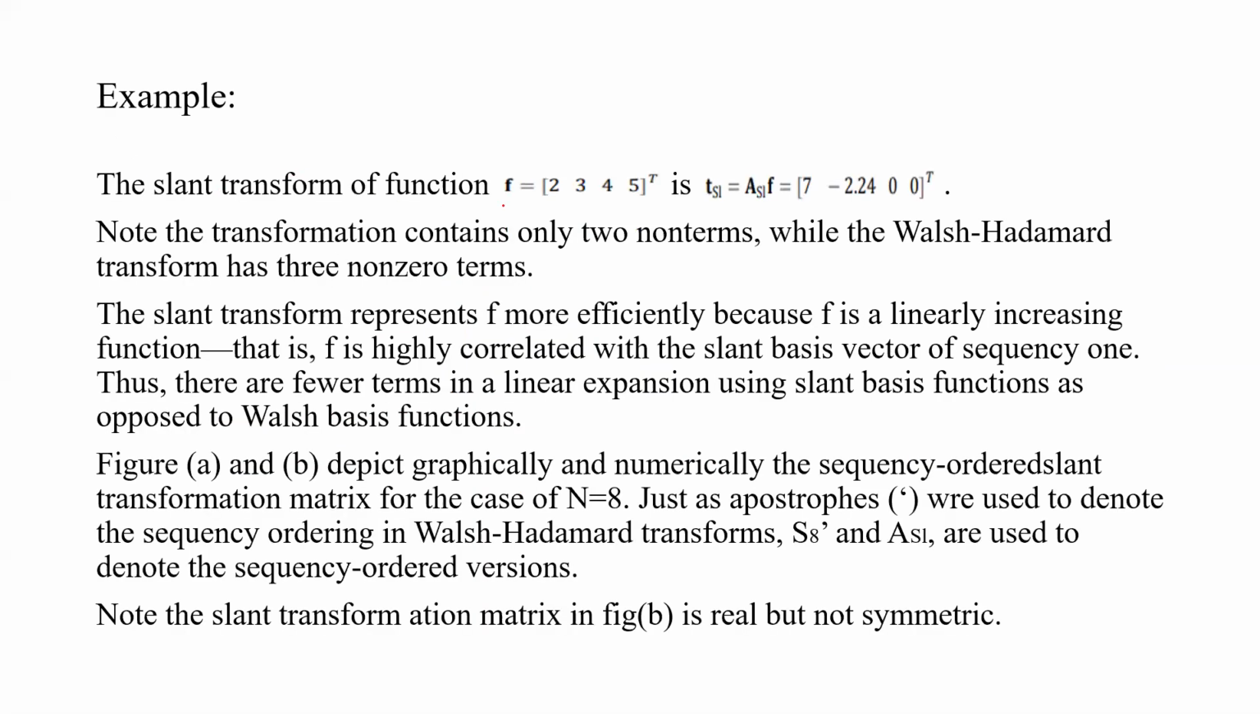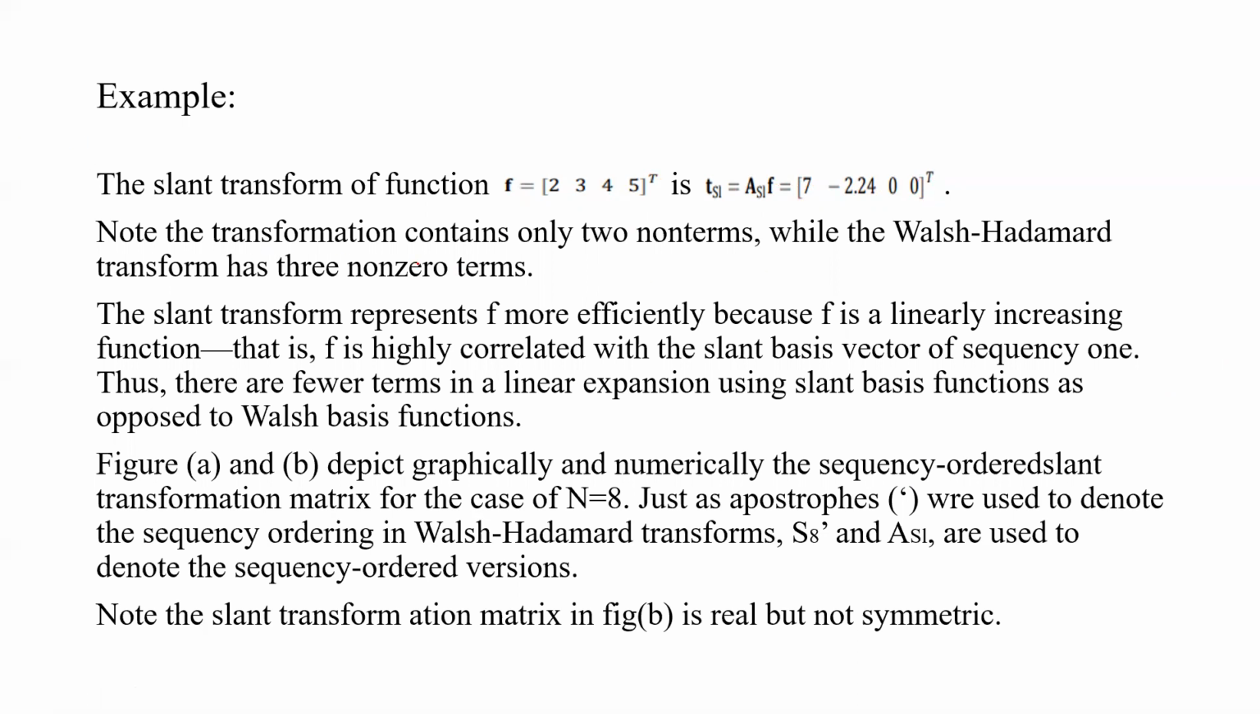The slant transform of function f equal to 2, 3, 4, 5 all transpose is: transform of f equal to A slant matrix into f, which is equal to 7, minus 2.24, 0, 0 all transpose.